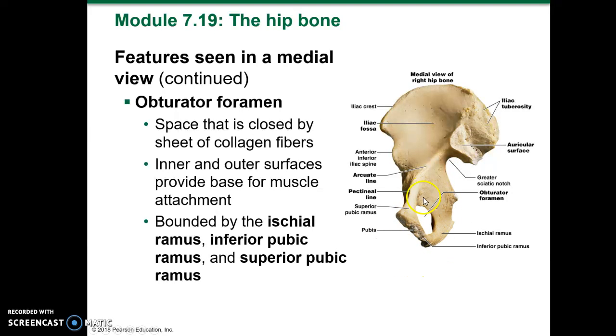The obturator foramen is this large opening here. It's closed by a sheet of collagen fibers. You have an inner and outer surface that provides a base for muscle attachment. And it's bounded by many parts: the ischial ramus, the inferior pubic ramus, and the superior pubic ramus.